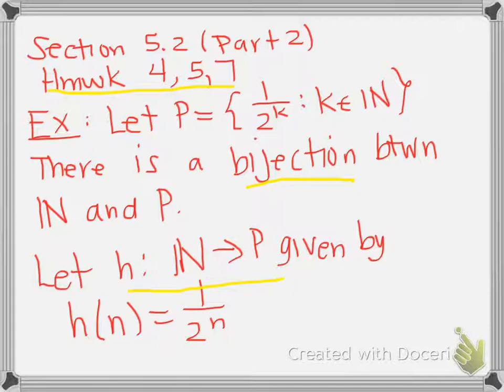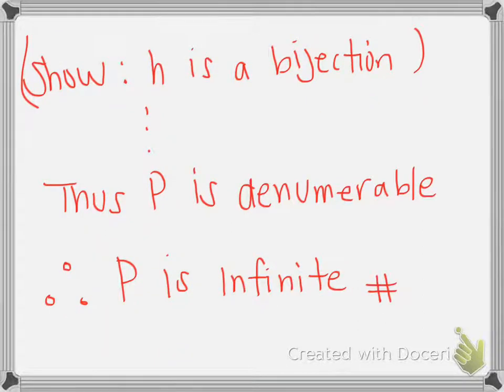Okay, so I am going to leave you to do that. I want you to show that that's a bijection between the naturals and P. You're given the function already. As you saw in class today, sometimes you're not given the function. So you're going to show H is a bijection: show it's 1-to-1, show it's onto. Then, showing that it is a 1-to-1 correspondence with the naturals is showing that it's denumerable. But we know that denumerable sets are infinite. So you would say, thus P is denumerable, and therefore P is infinite.